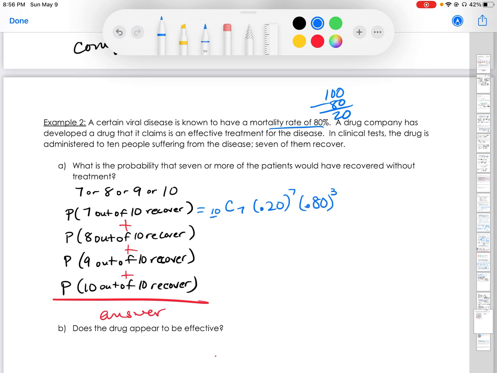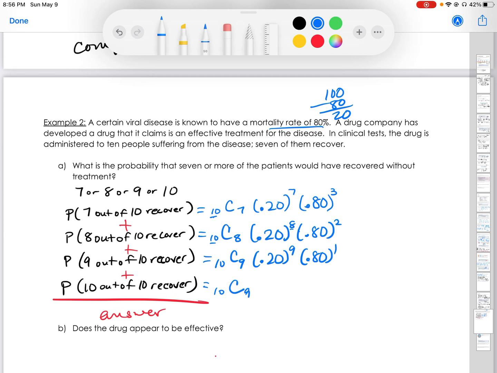And 80% failure. Okay, this would be 10 choose 8, and this would be an 8 up here, 80%. Let's see, 8 plus 2 is 10. All right, 10 choose 9, 0.20 to the 9. 9 plus 1 is 10. Sorry, I'm on the wrong one. We want 10 to recover. That's 0.20 to the 10th power, which means we don't need any of the other one.